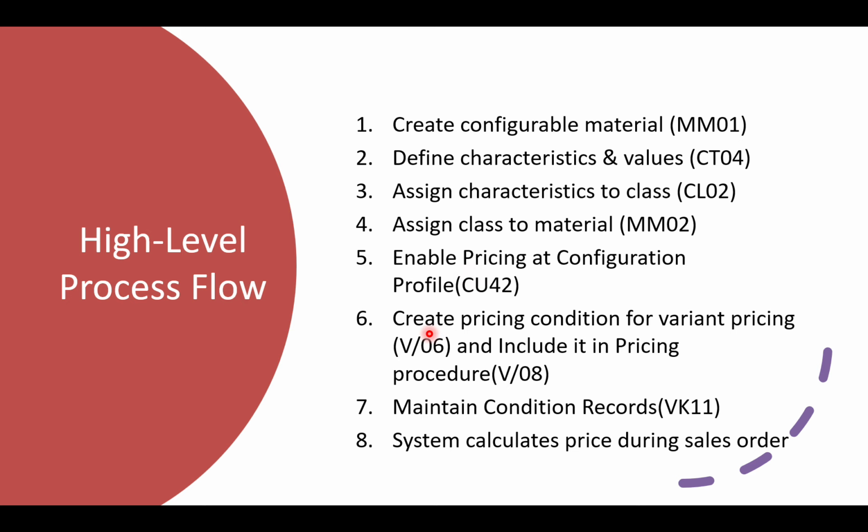And then creating the pricing condition for variant pricing. You want a separate pricing condition for the variant pricing, and then that should be included in the pricing procedure that is going to come into your sales order. And you have to maintain the condition records for this variant condition type. In VK11 you have to maintain. And then the system will calculate the variant price during the sales order. These are the sequence of steps you need to do in order to get the variant price.